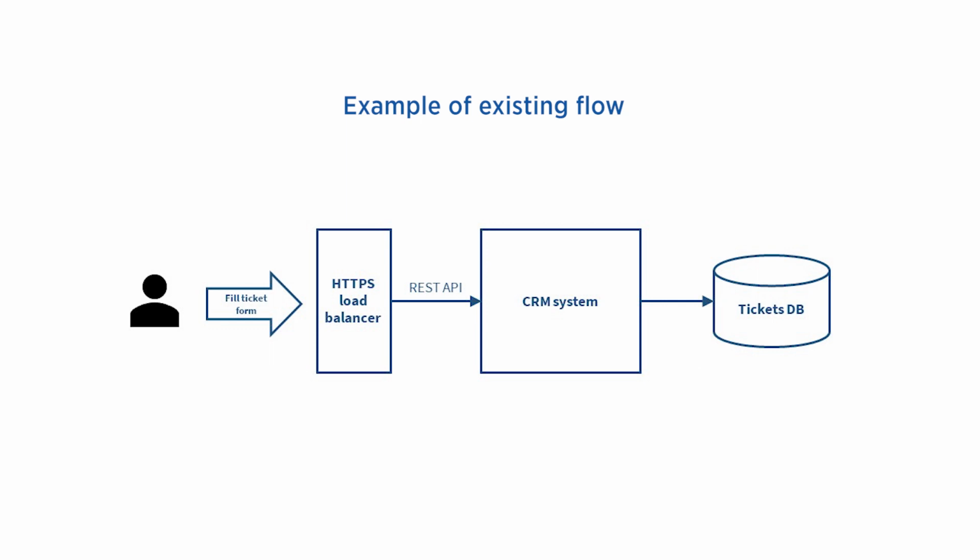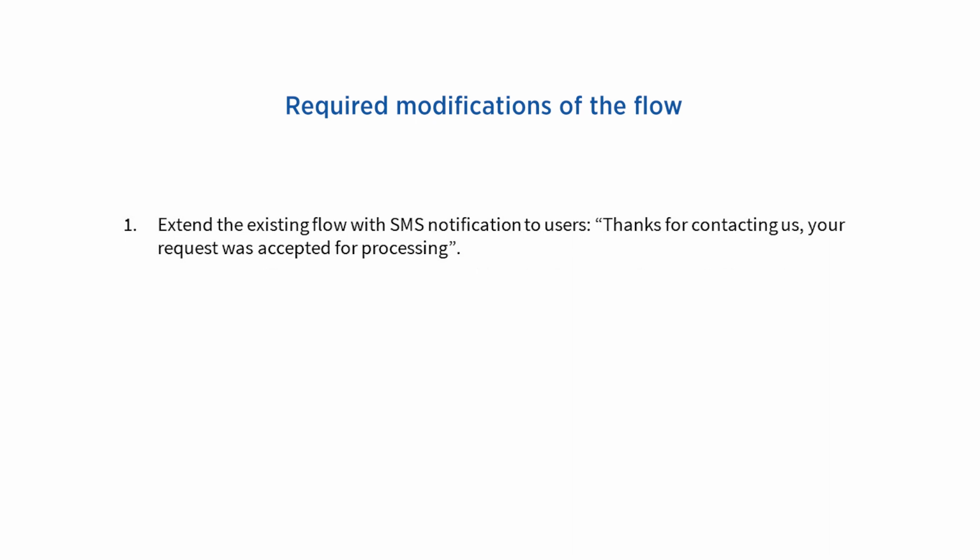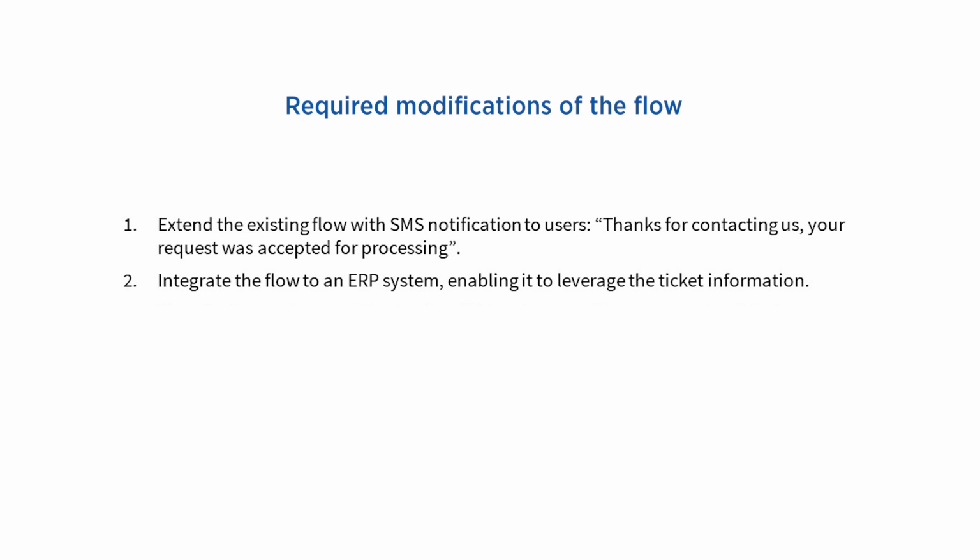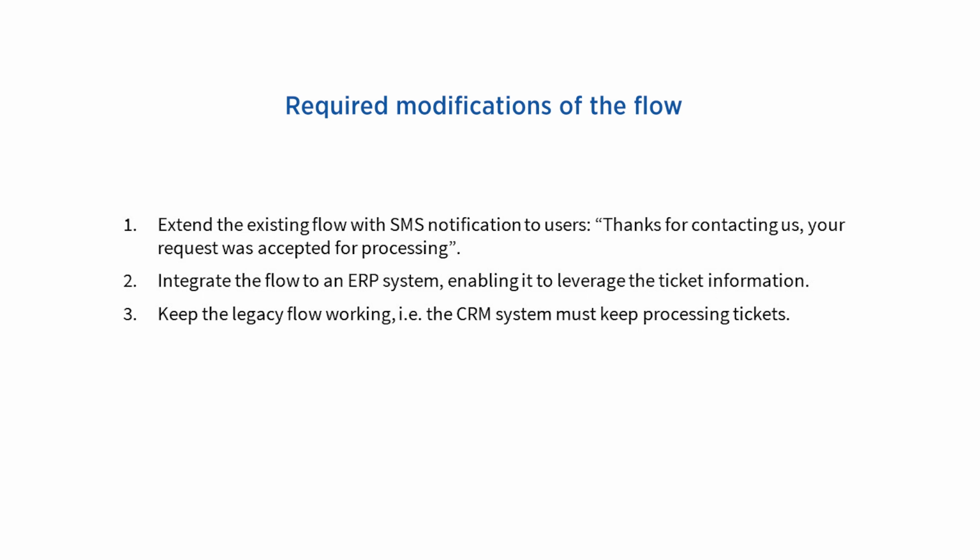Let's consider a legacy customer relationship management system that implements some very basic CRM features. In the existing setup, it receives new customer tickets via REST API, saves them to an internal database, and then processes them according to business workflows. The business requests some modern features to be added to the ticket processing flow, like sending a confirmation notification to a customer, indicating the ticket was accepted, or integrating the CRM data to the centralized storage of a brand new ERP system. The new features obviously must not break the legacy CRM flow.